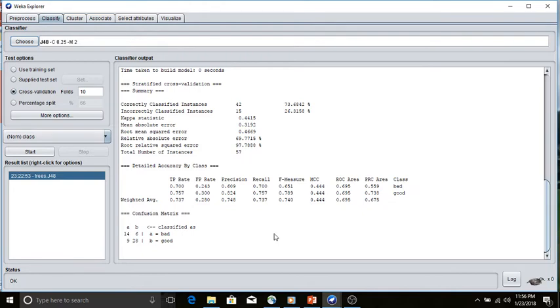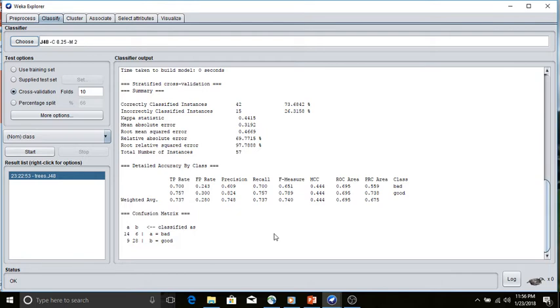Now we're not going to talk today about MCC, ROC area, or PRC area. We're going to focus specifically on true positive rate, false positive rate, precision, recall, and F measure. Okay, but keep this picture in mind of detailed accuracy by class and the confusion matrix.